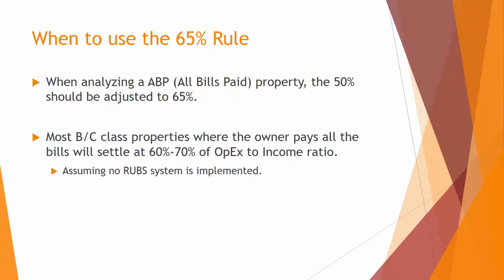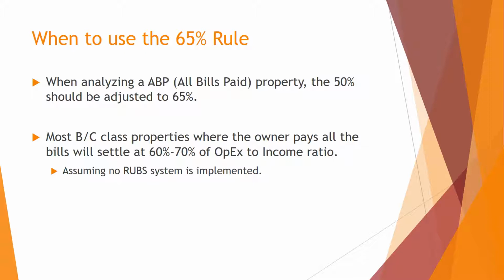The 50% rule has a variation, the 65% rule. And when do we use the 65% rule? We use it when we're analyzing an ABP property, an all bills paid property. If you have a property where the owner pays all the bills, then we look at 65% as a rule of thumb, not 50%. Most of these B and C class properties fall into the 60 to 70% OPEX to income ratio, and that's assuming no RUBS is implemented. RUBS is ratio utility billing, and basically the owner can pay the bills but still charge them back to the tenants with certain rules. We'll have a video about RUBS pretty soon.